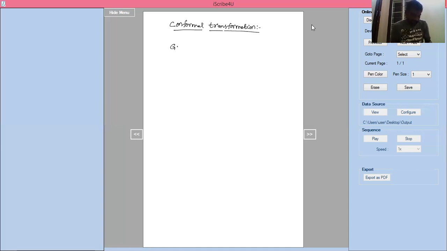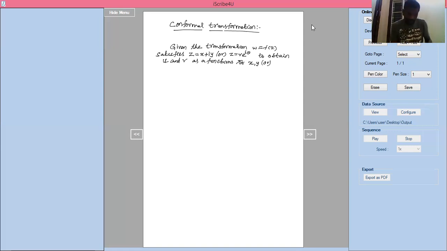Given the transformation w equal to f of z, satisfies z equal to x plus iy or z equal to r into e power i theta, to obtain u and v as functions of x comma y, or if you substitute z equal to r into e power i theta, you will get in terms of r comma theta.